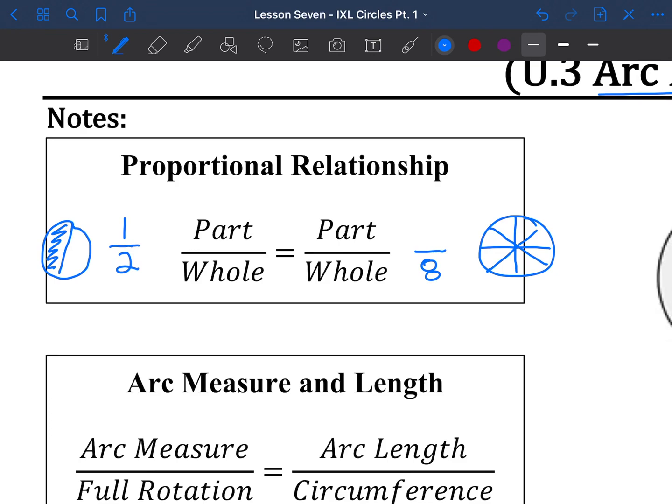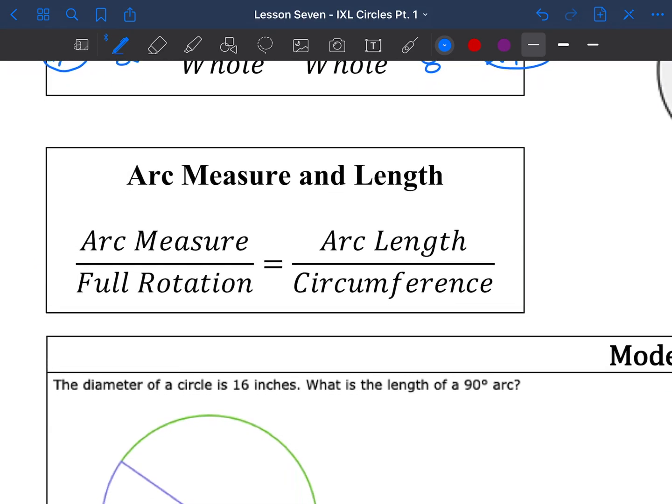In your mind, you were thinking, I'm going to eat this entire half. However, the pizza's divided in 8. But you're a savvy person. You know that I just need to eat half of the 8 slices, and then I eat half the whole pizza. That's 1, 2, 3, 4. So I only need 4 parts out of the total 8 slices to eat half of the pizza. This is a proportional relationship. 1/2 is equal to 4/8 of the pizza. That's the relationship we're going to have between the arc measure and the arc length.